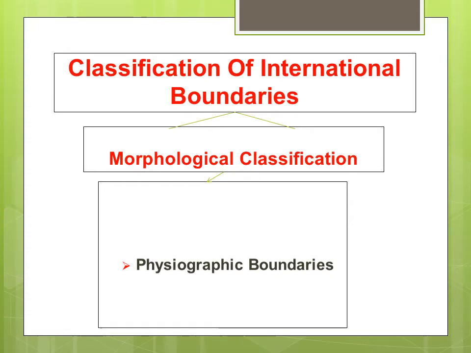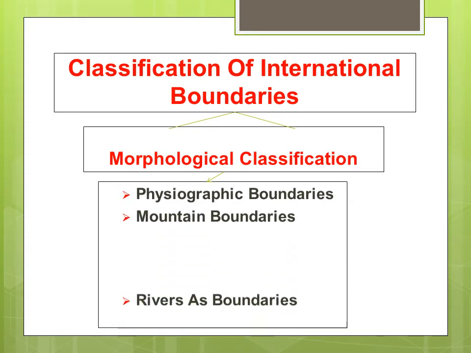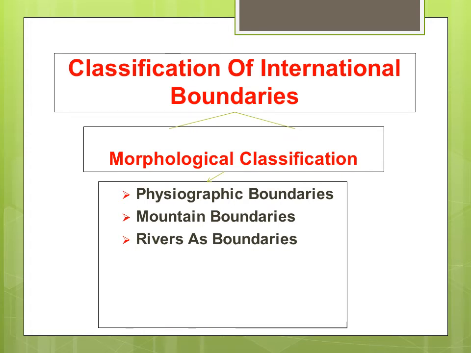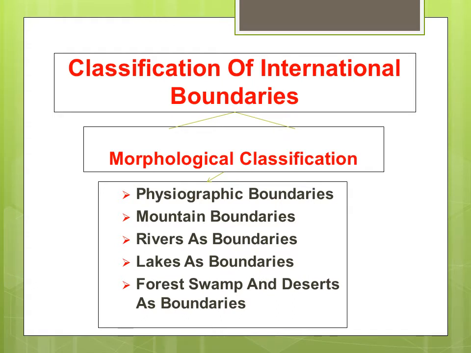So we have divided the morphological classification into more or less 5 subheadings. First is physiographic boundaries, mountain boundaries, rivers as boundaries, lakes as boundaries, forest, swamp and deserts as boundaries. So first of all, let us discuss physiographic boundaries.